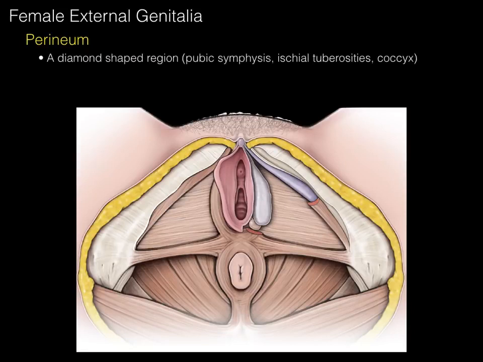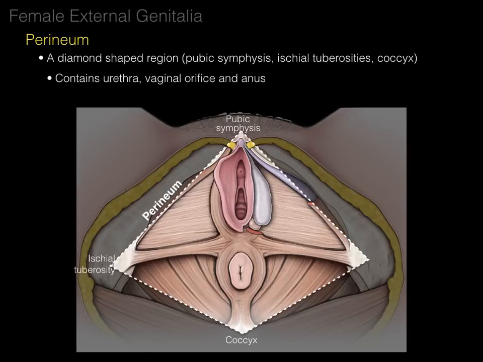So, what is the perineum? It's a diamond-shaped region that's bordered by the pubic symphysis, our ischial tuberosities, and coccyx bone. So there's our pubic symphysis, there's one of the ischial tuberosities, and there's the coccyx, and we connect them all. There's our perineum. It's a diamond-shaped structure, and it contains the urethra, the vaginal orifice, and the anus.